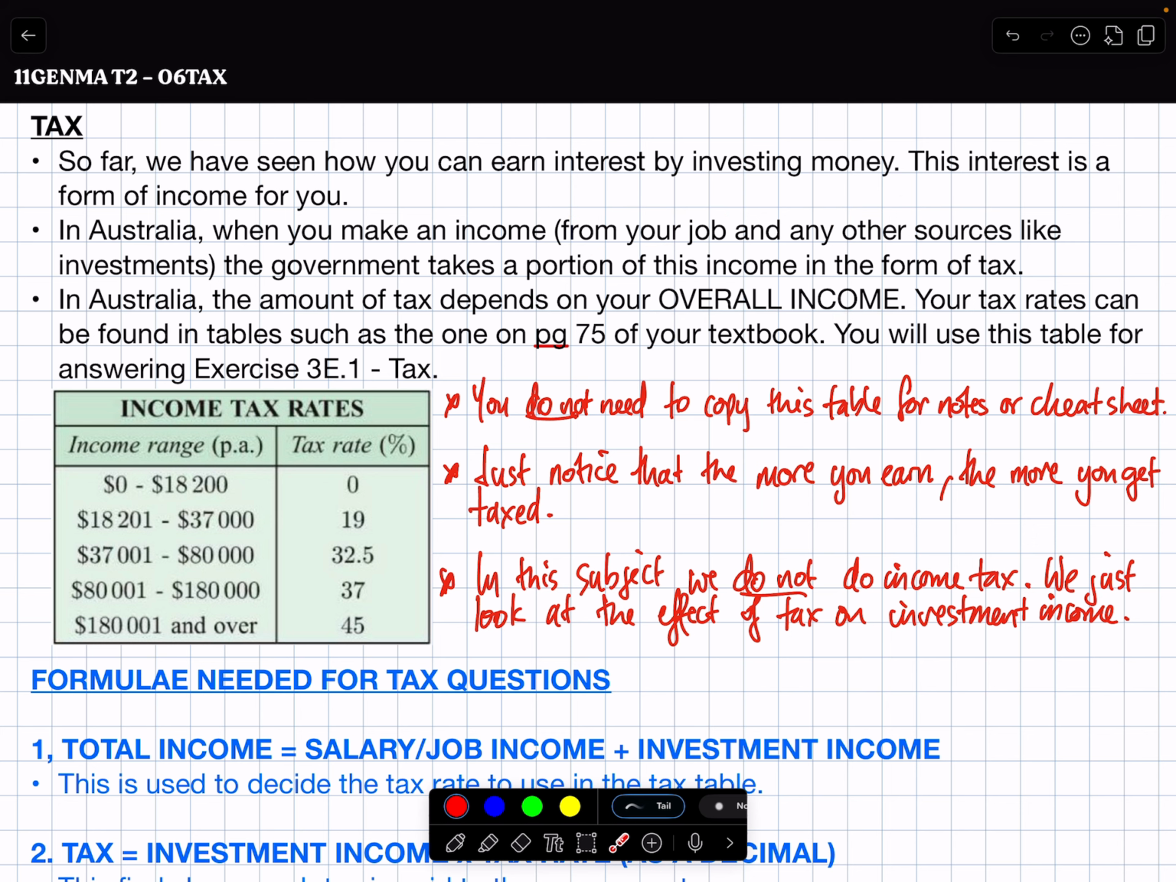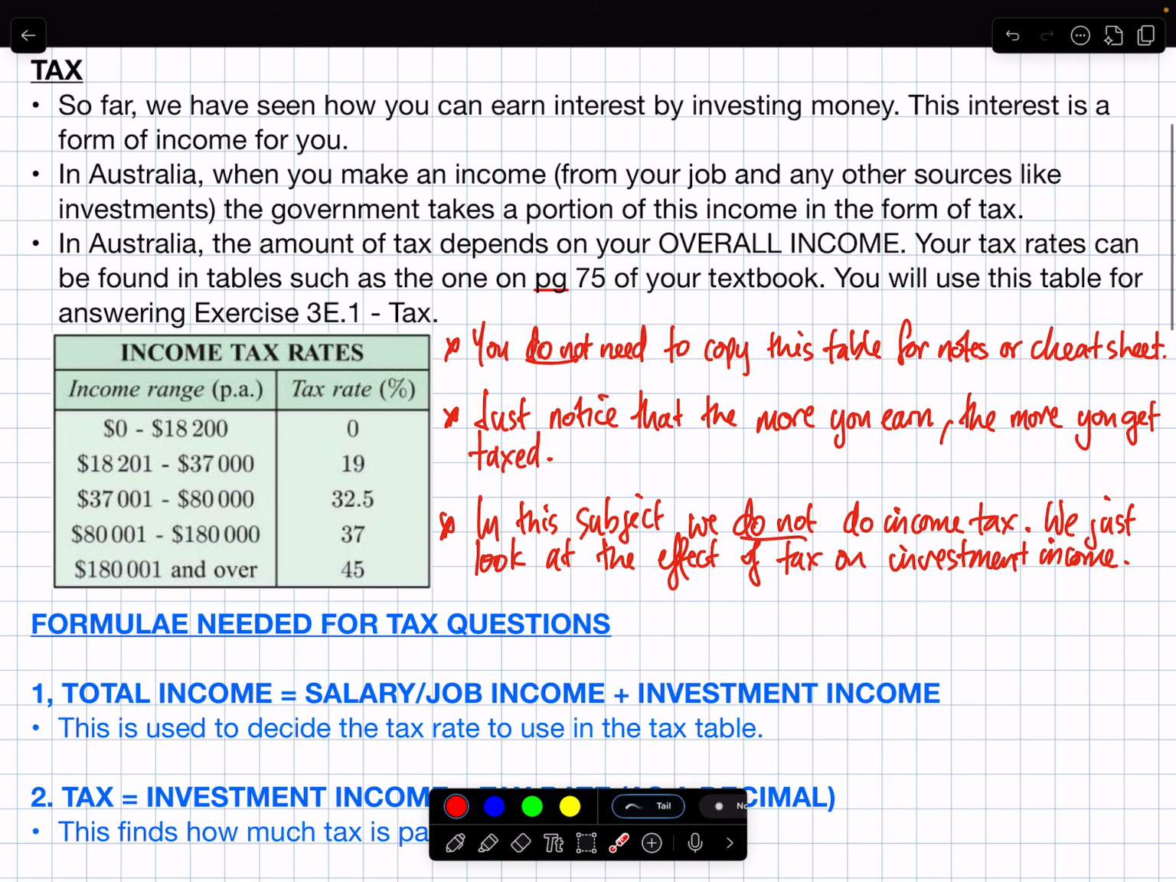So your tax rates can be found in tables such as the one on page 75 of your textbook. That's what you're going to use for your exercises in exercise 3.1. So just make a note that you're going to be turning to page 75 of your textbook.